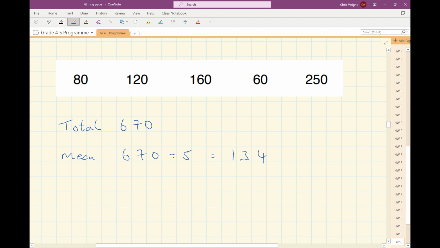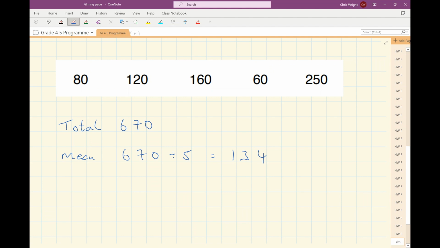Now the mean is one of the ways of getting a number which kind of gives you a feel for the typical number from a list of numbers. It's one of 3 ways of calculating the average.